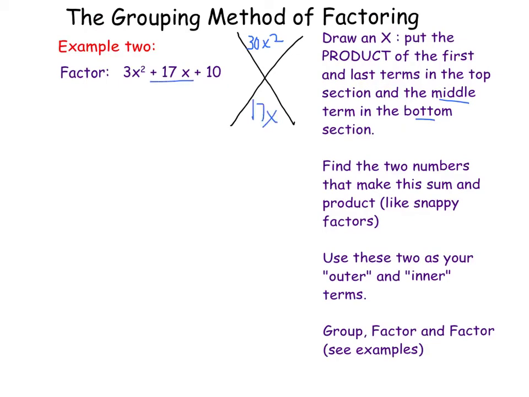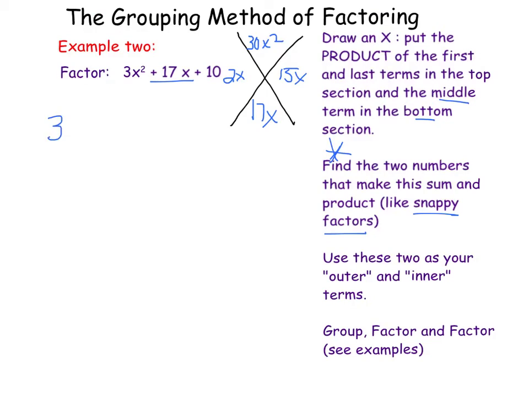So now we need to find two numbers that multiply to this and add to this. So we can think of our factors of 30, 1 and 30, 2 and 15. Oh, 2 plus 15 equals 17. So I'm going to put my 2x and my 15x, and I'm just going to double check. 2 times 15 is 30, 2 plus 15 is 17. So now I'm going to use these as my outer and my inner.